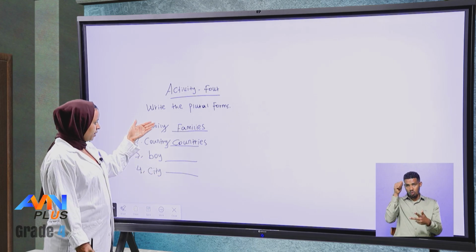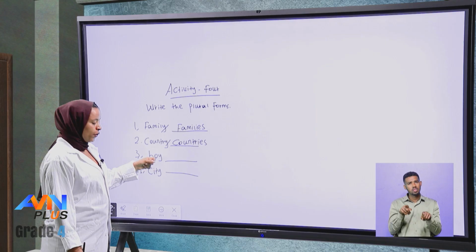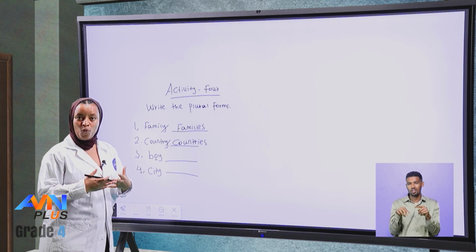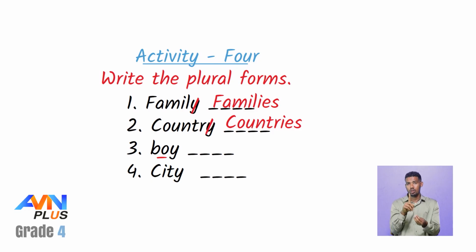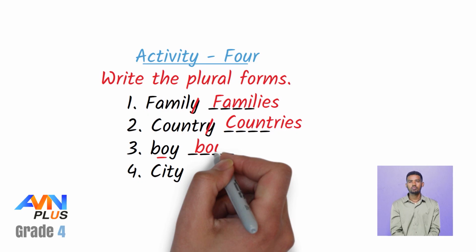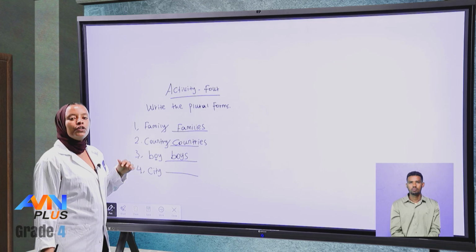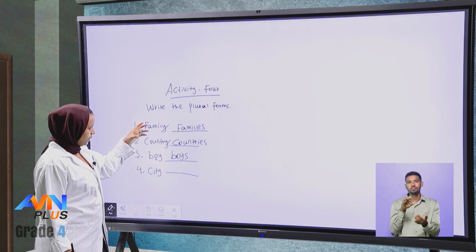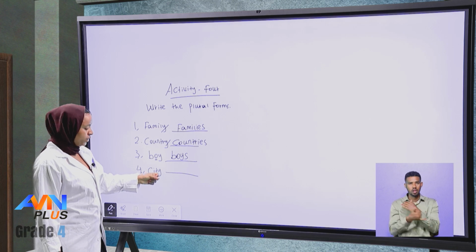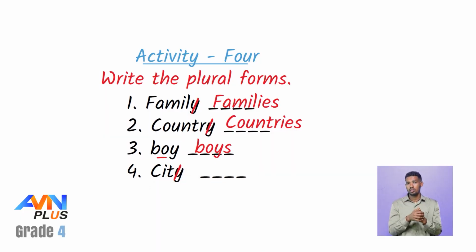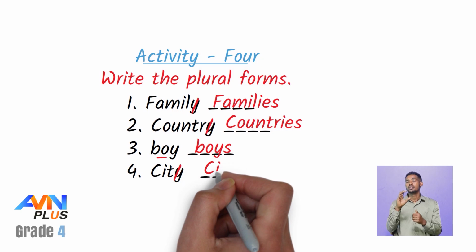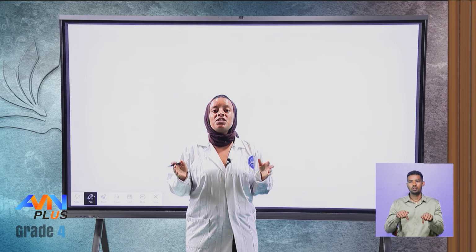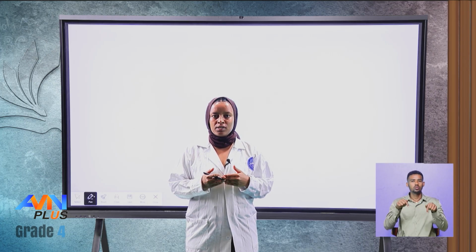Here is boy. It looks the same as this example, but before Y, there is a vowel O, so we can't cancel Y, we easily add S. Boy, boys, like toy and key. Here is city, the same as family and country, ending with Y, and we cancel Y. Cities. City, cities.